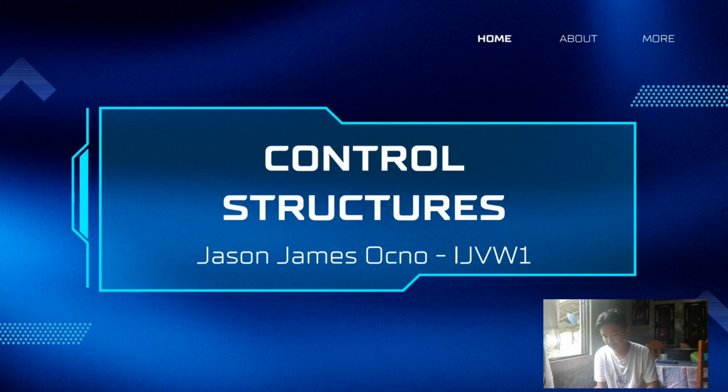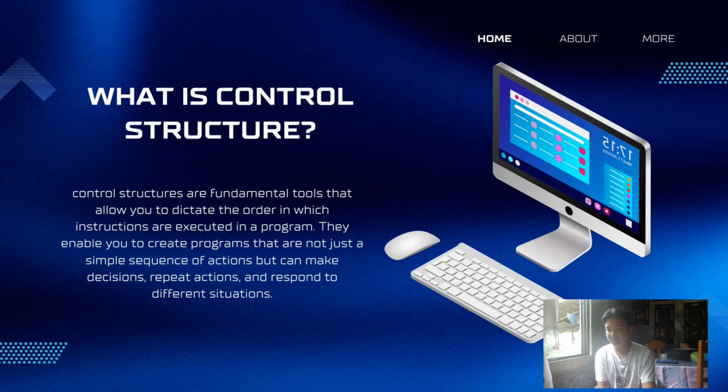So today I'm going to talk about control structures. So, what is a control structure? Control structures are fundamental tools that allow you to dictate the order in which instructions are executed in a program. They enable you to create programs that are not just a simple sequence of actions but can make decisions, repeat actions, and respond to different situations.